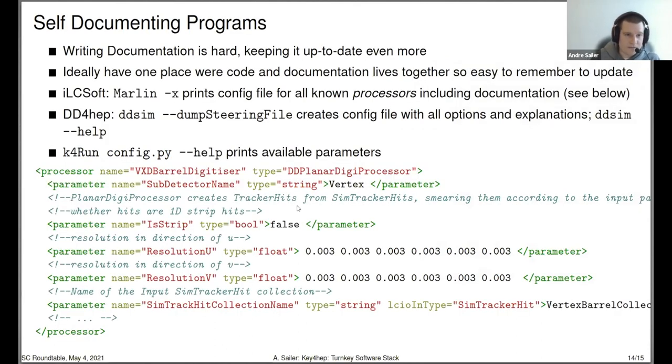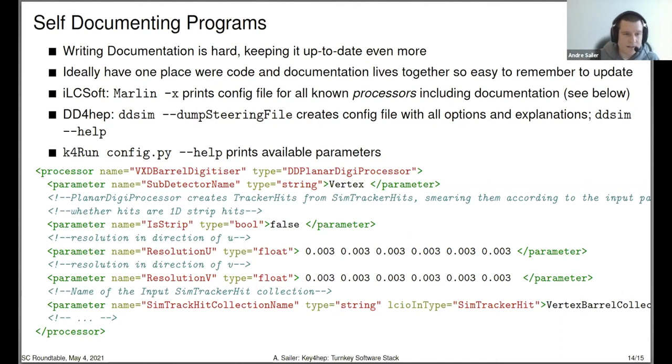Another thing that is very useful, from at least my point of view, and I hope also from the user point of view, are these kind of self-documenting programs. It was mentioned before, writing documentation is hard, keeping it up to date is even harder. So ideally, if you have one place where code and documentation live together, it's easy to remember to update, also via code review to point out that maybe someone needs to update the documentation.